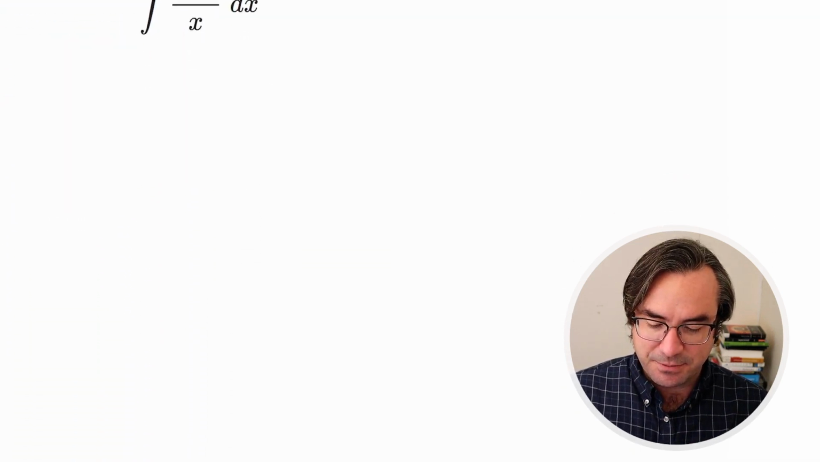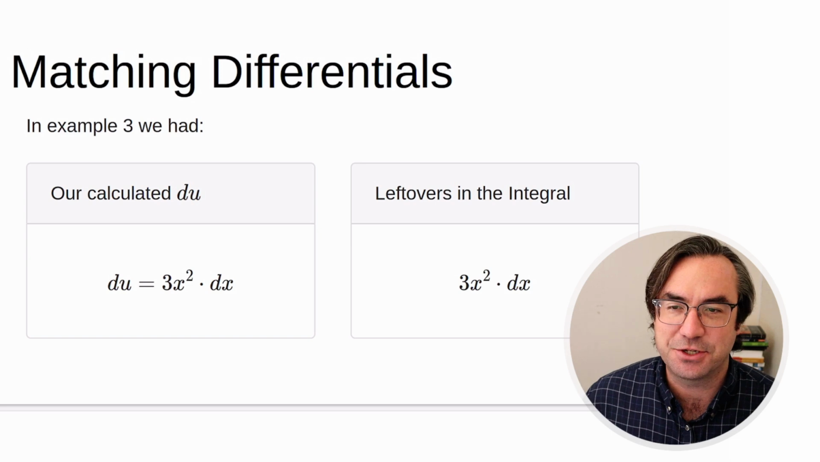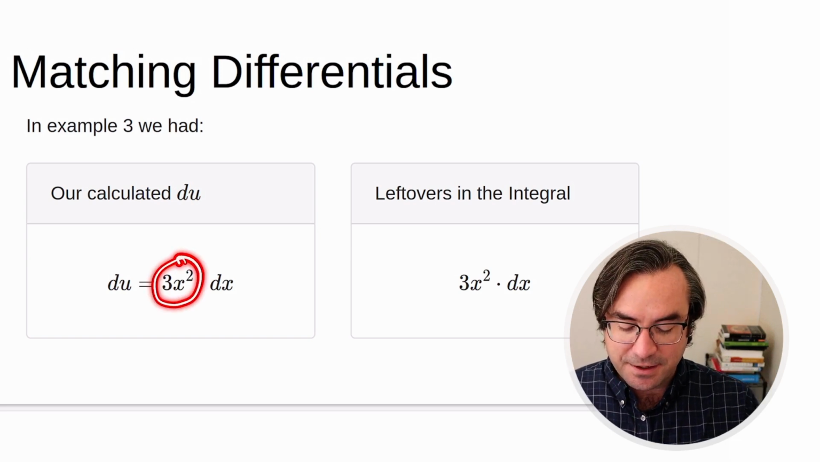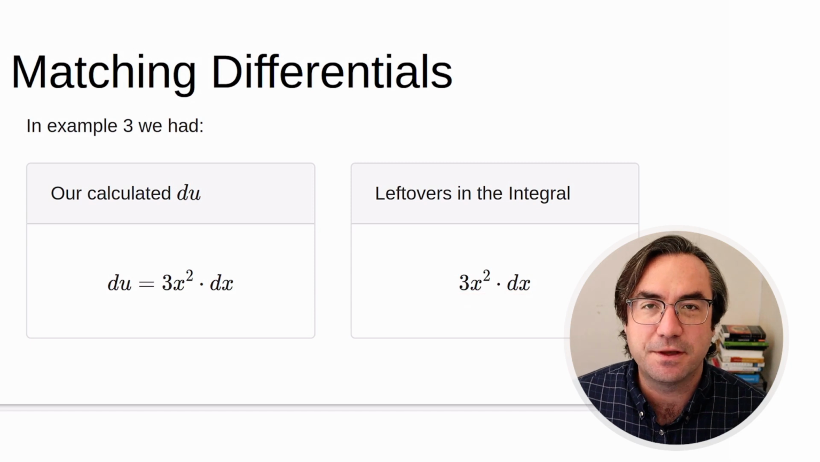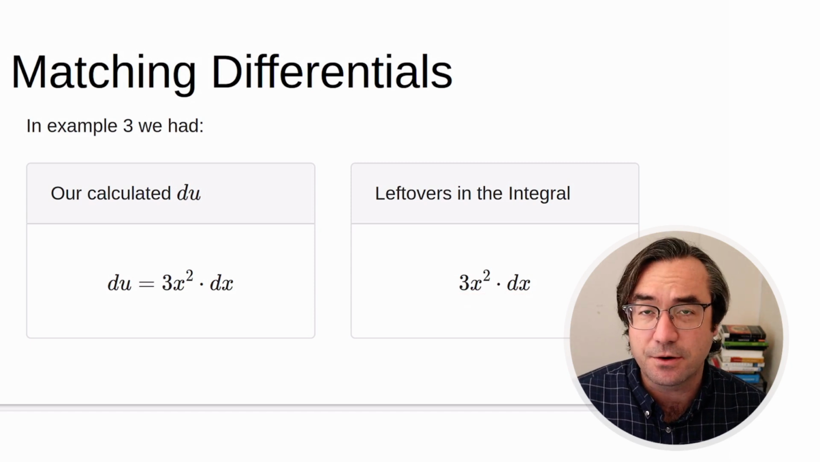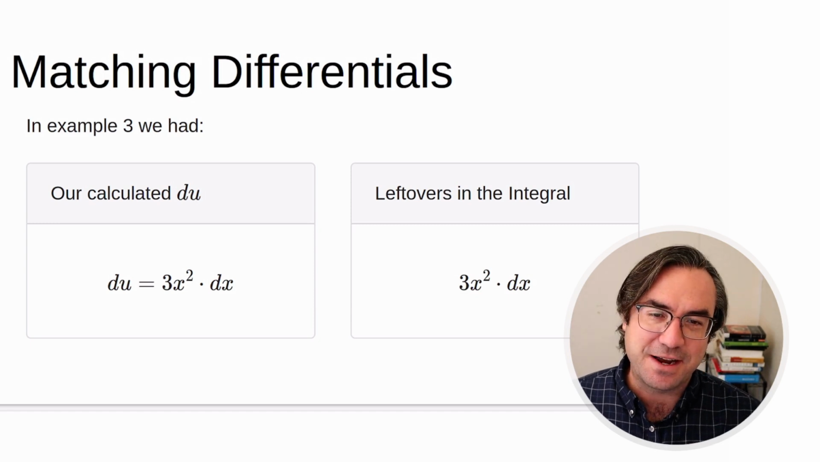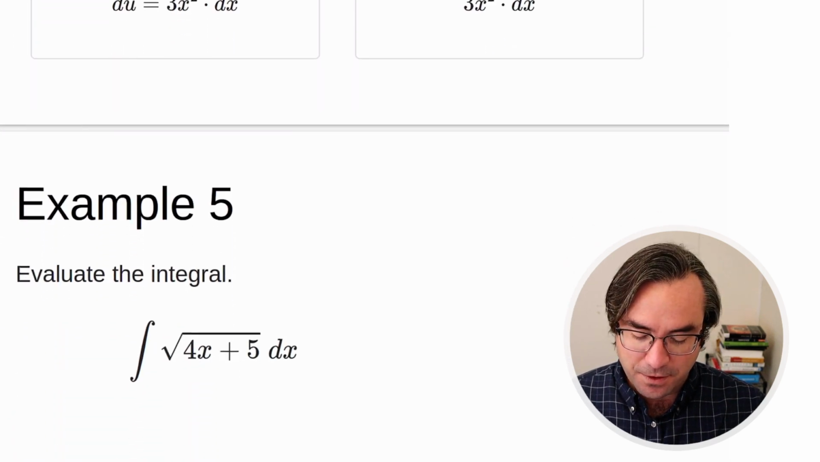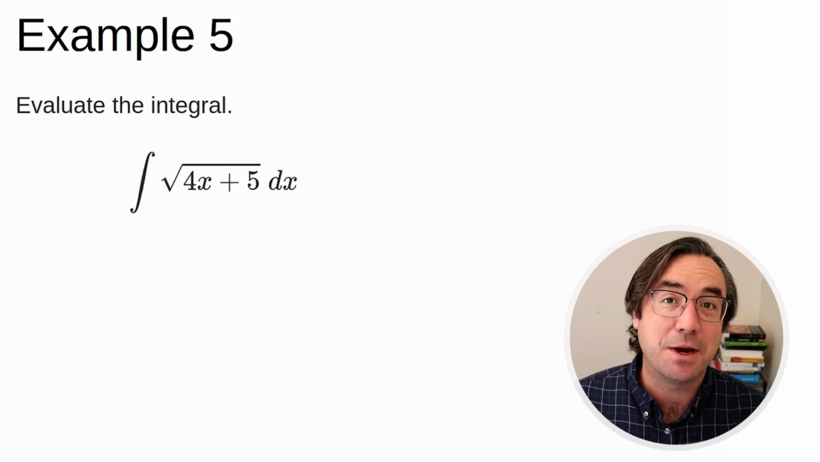So we're going to try example 4 in class. This idea of getting the differentials to match. In this example, the du we calculated was the 3x squared dx, and that matched up perfectly with those leftover terms that were in our integral. And this doesn't always have to happen. In fact, usually it doesn't happen. So we're going to try one more example just to see how this might look.